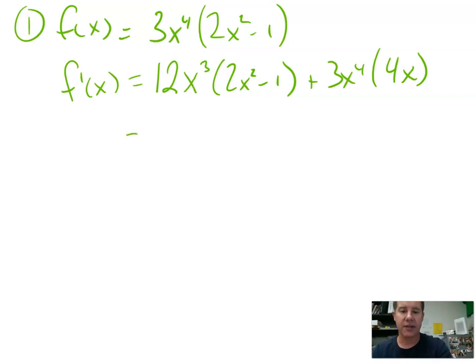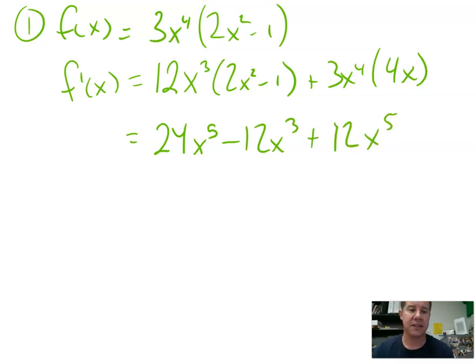All right, so if I do that, 12 times 2 is 24x to the fifth. If I add my exponents, minus 12x to the third, plus 12x to the fifth. And then if I put this together, we get the derivative is 36x to the fifth minus 12x cubed. And that's probably what you would find on a multiple choice question.